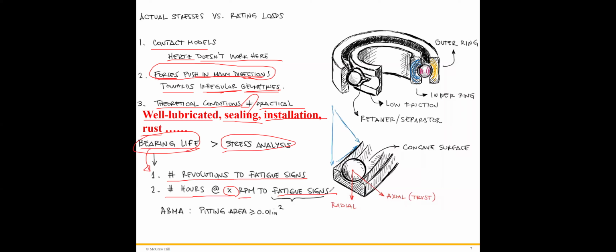We can say the fatigue sign. So how do we define a fatigue sign? When we observe the bearings, the ball, trace, whatever, which has a pitting area greater than 0.01 square inch, which is defined by the ABMA, the American Bearing Manufacturers Association. When we observe the pitting area is greater than 0.01 square inch, the fatigue sign occurs, and we define the bearing as going to fail.